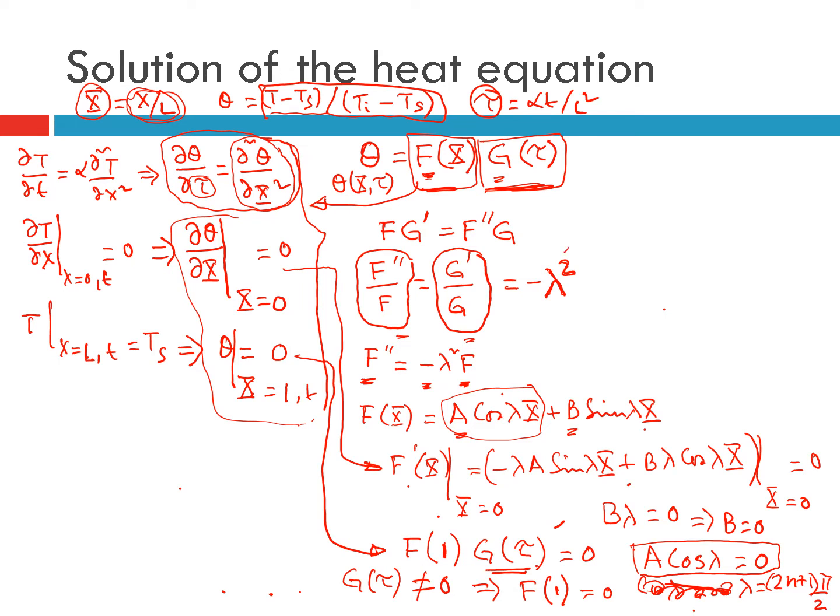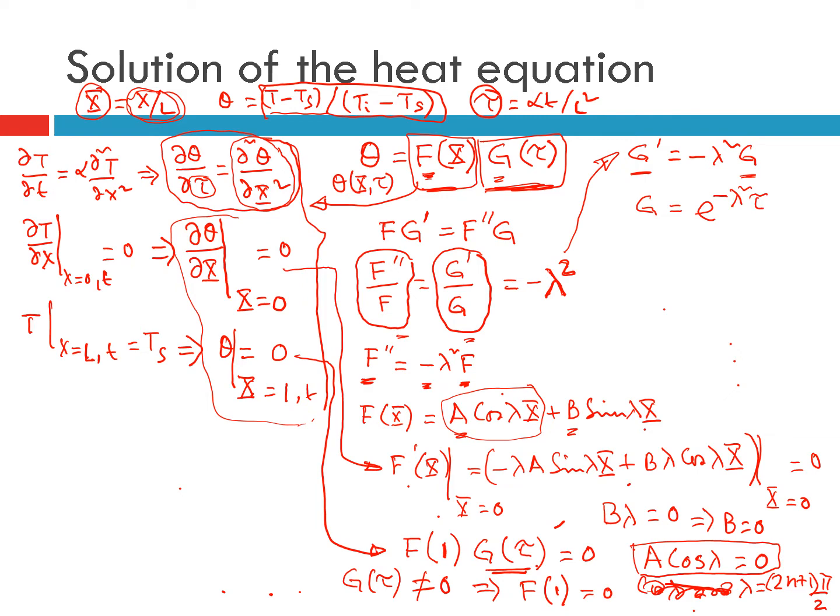Now for the G, we get G prime is equal to minus lambda square G. And what kind of a function, if you differentiate once, you get back the same function? It's not sine or cosine, obviously, it's an exponential. So G is equal to e raised to minus lambda square tau.